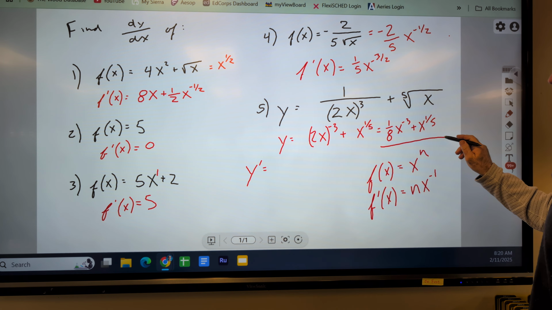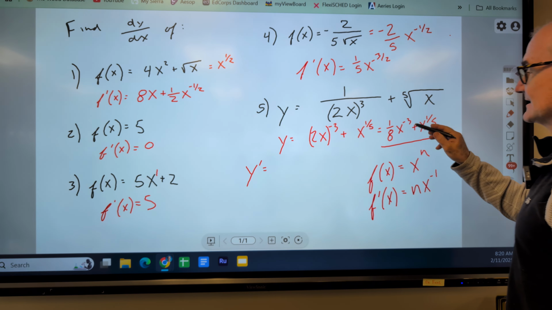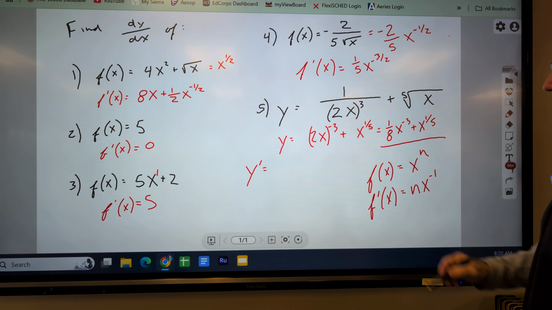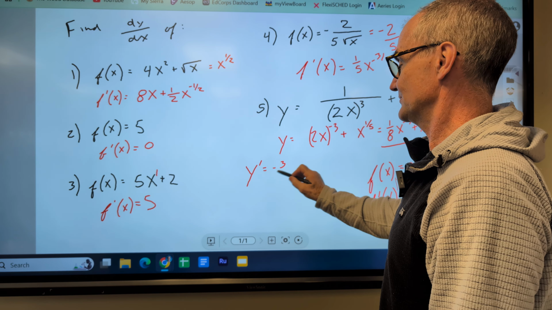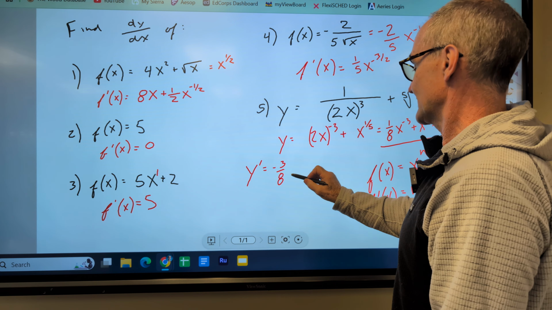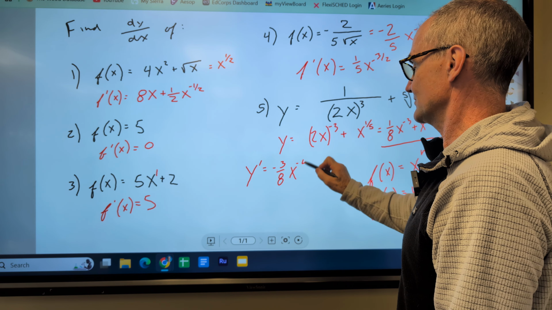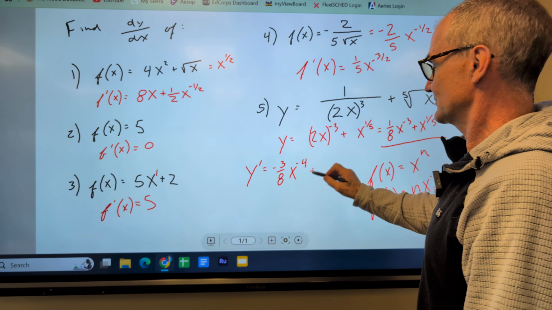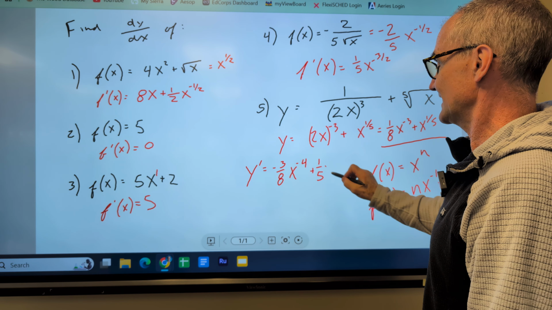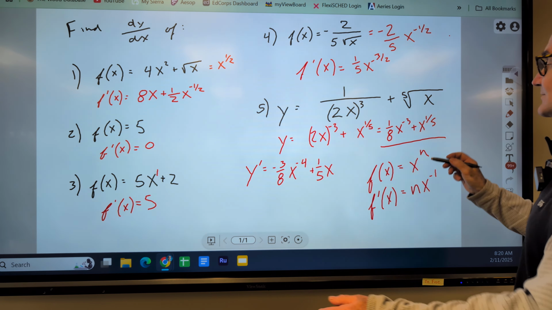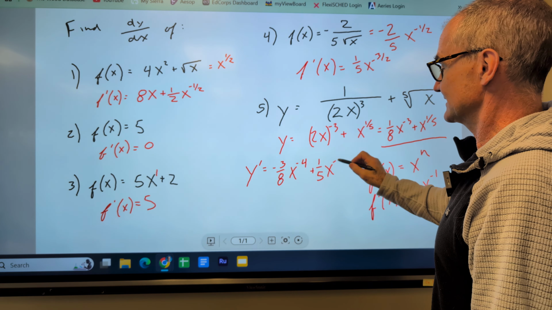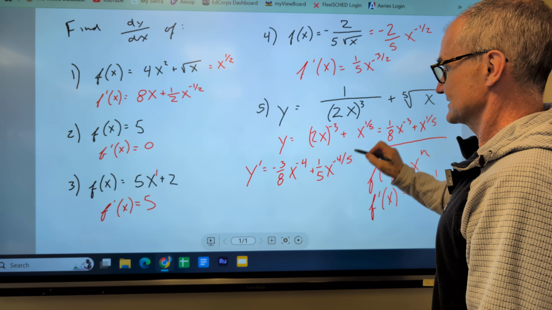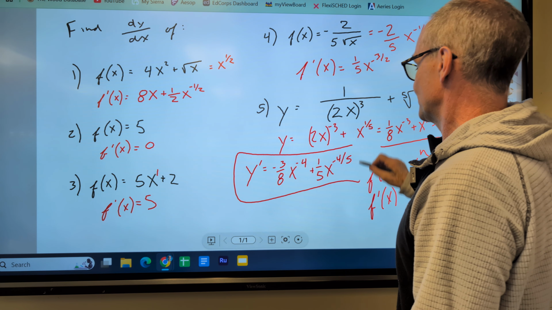Now that I have that function, now I find the derivative. -3 times 1/8 is -3/8 x to the -4. Bring that 1/5 in front of this term down, plus 1/5 x to the 1/5 minus 1. 1/5 minus 1 is -4/5. So there's some derivative problems right there.